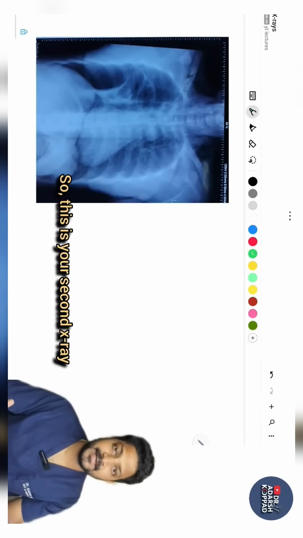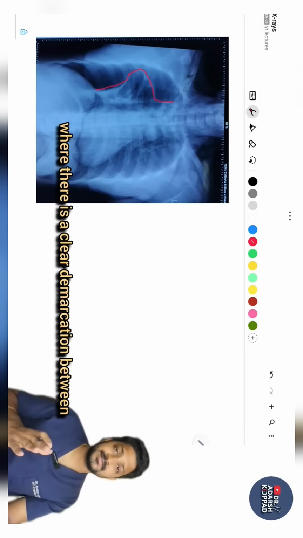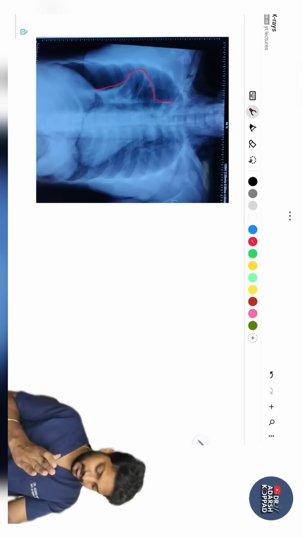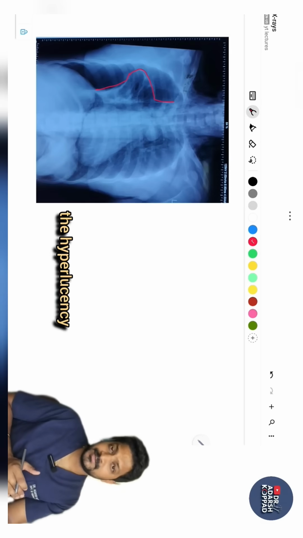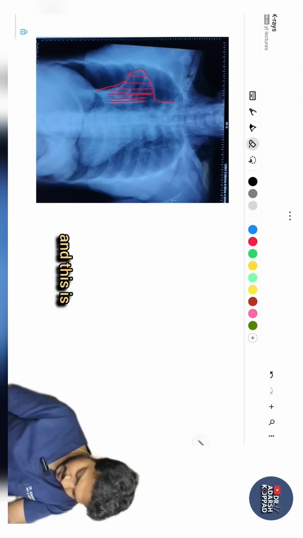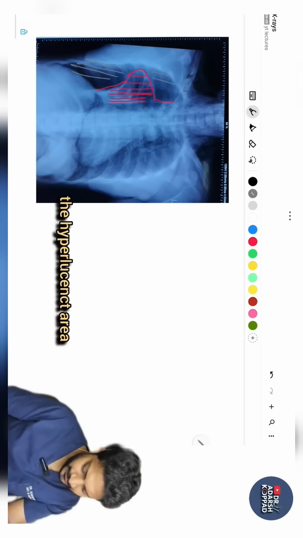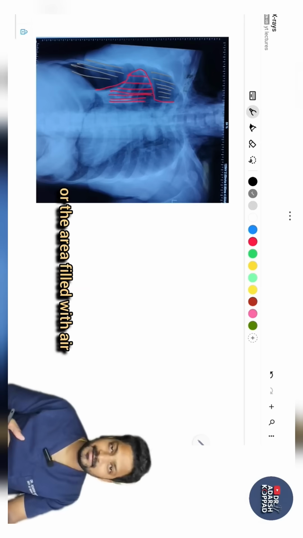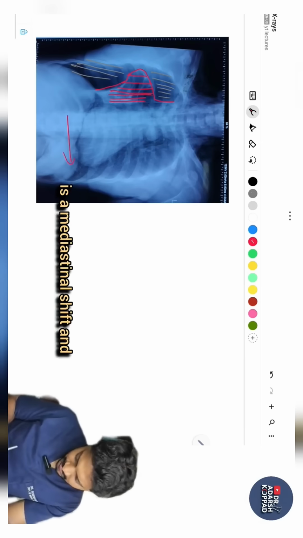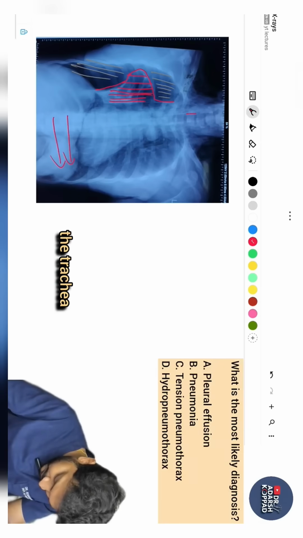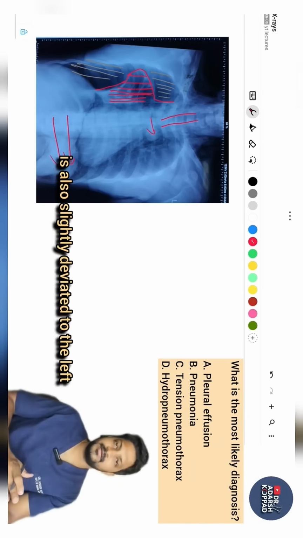So this is your second X-ray. Can you see this area where there's a clear demarcation between the lung border and the hypolucency? So this is your collapsed lung and this is the hypolucent area or the area filled with air. And you can also see there is a mediastinal shift and the trachea is also slightly deviated to the left.